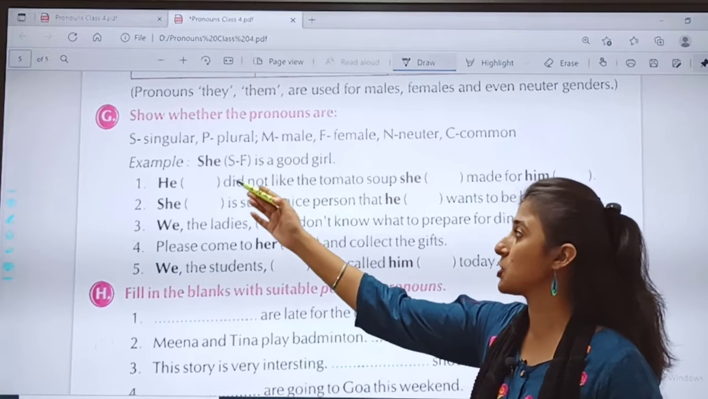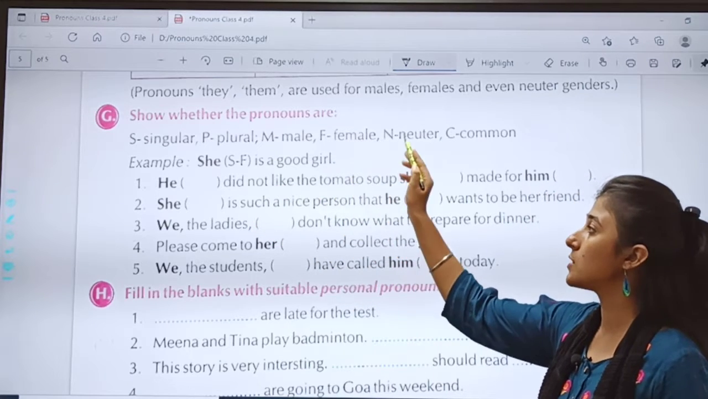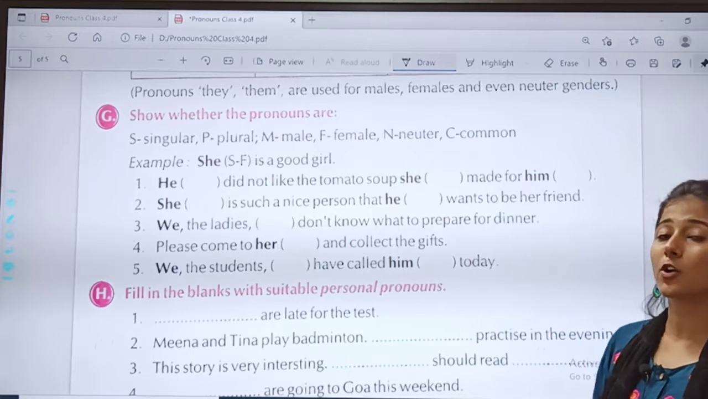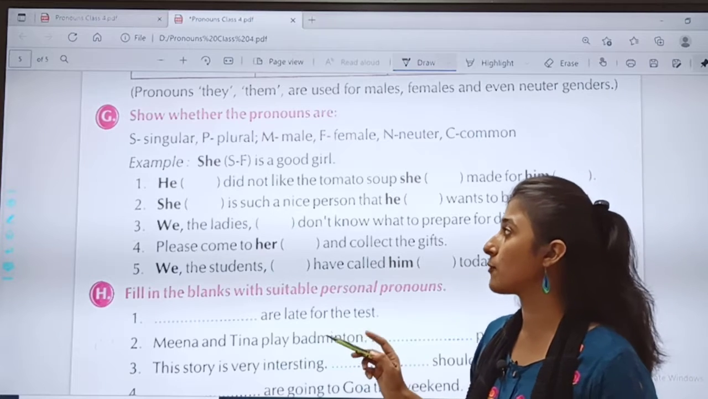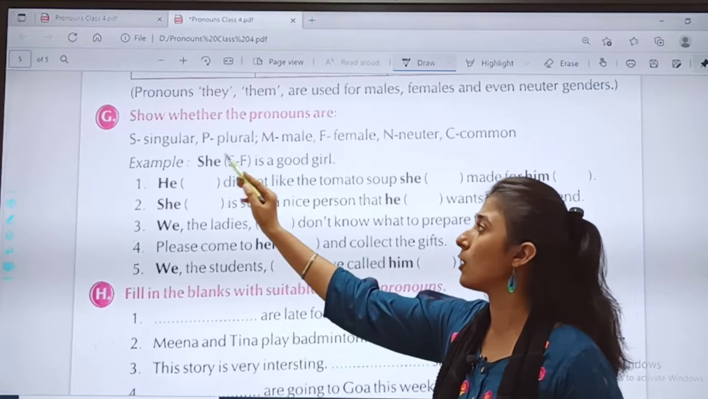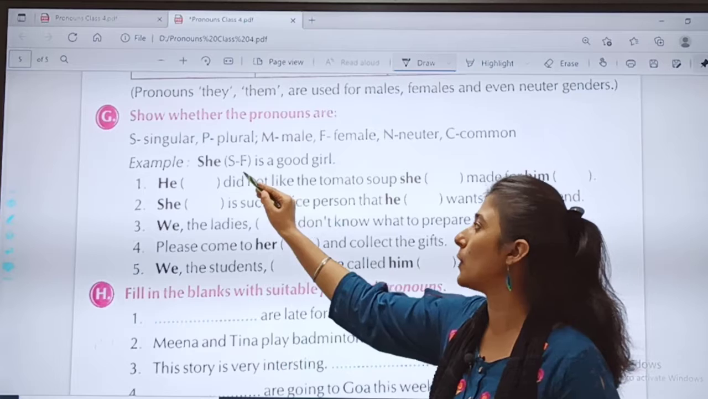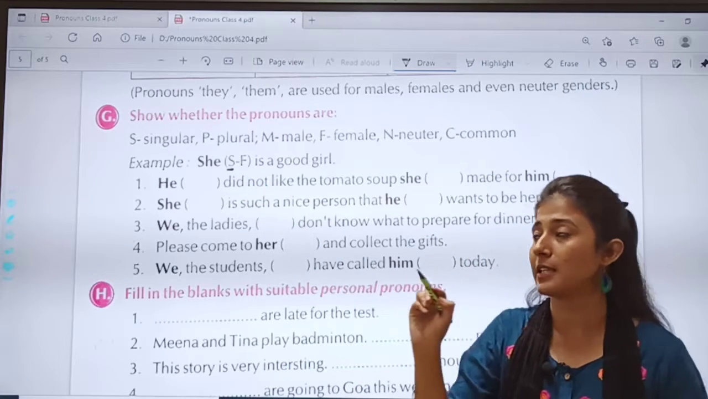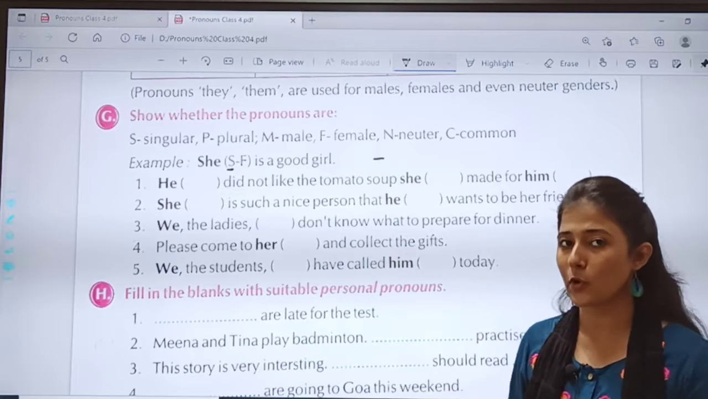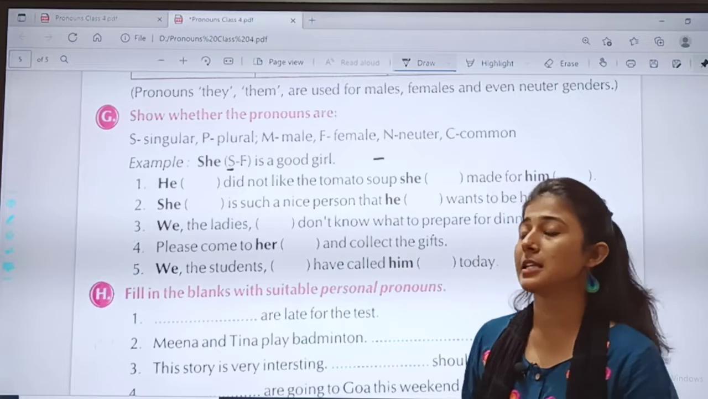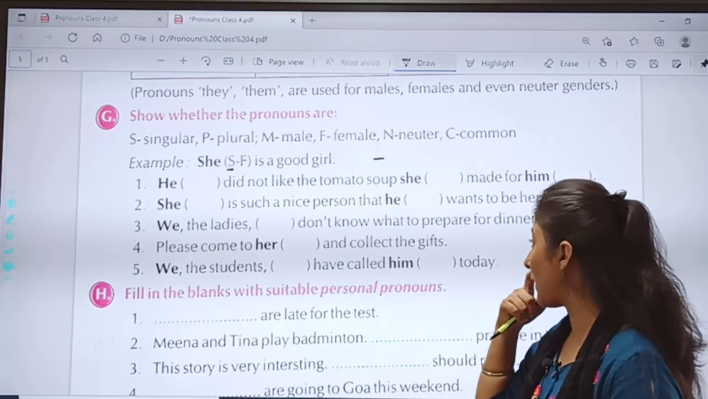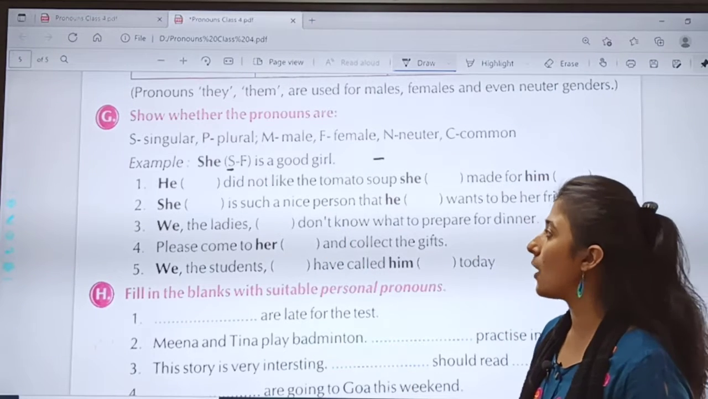Okay. Exercise G. Show whether the pronouns are singular or plural, male, female, neuter or common. So first you have to state whether the pronoun which is written in bold letters is singular or plural. If it is singular, you will write S, then hyphen, that means a small dash, and then you have to state the gender. First you have to state singular or plural and then the gender. If it is female, you will write F. Okay. So now let us continue.